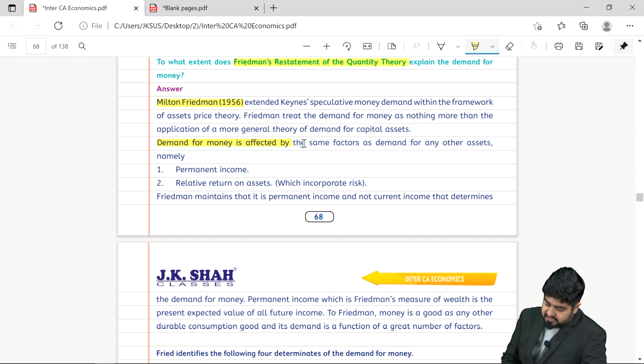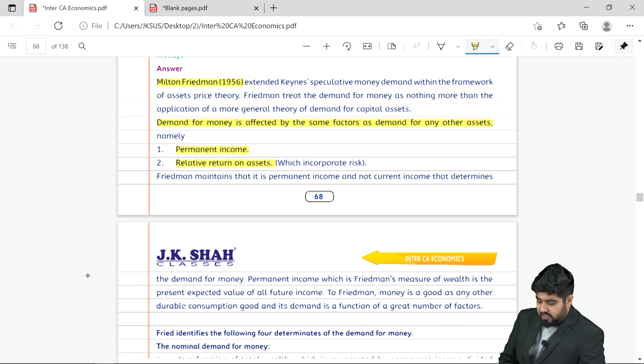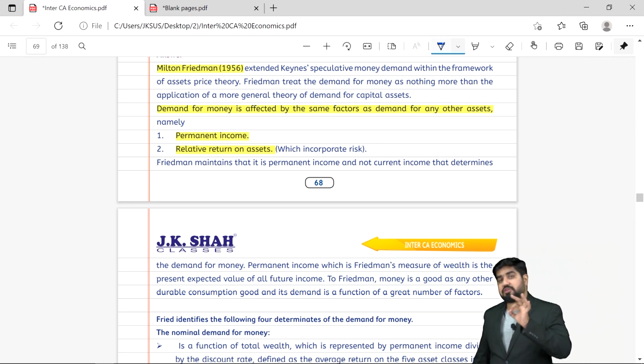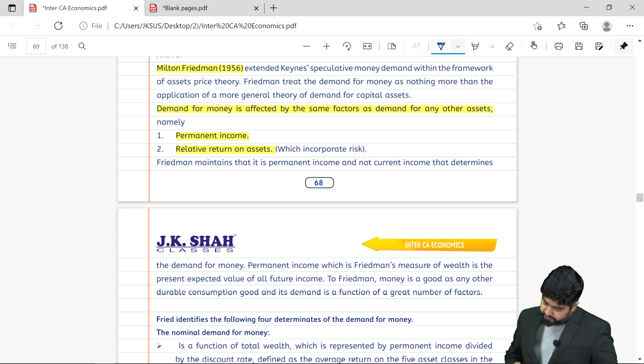Now the important part starts. Demand for money is affected by the same factors as demand for any other asset. First one, it is permanent income. Another one is relative returns on assets. Now, what did Milton Friedman say? Don't focus on current income, focus on the permanent income. What is permanent income, students? Permanent income is nothing but the present value of all future income that you are going to get.